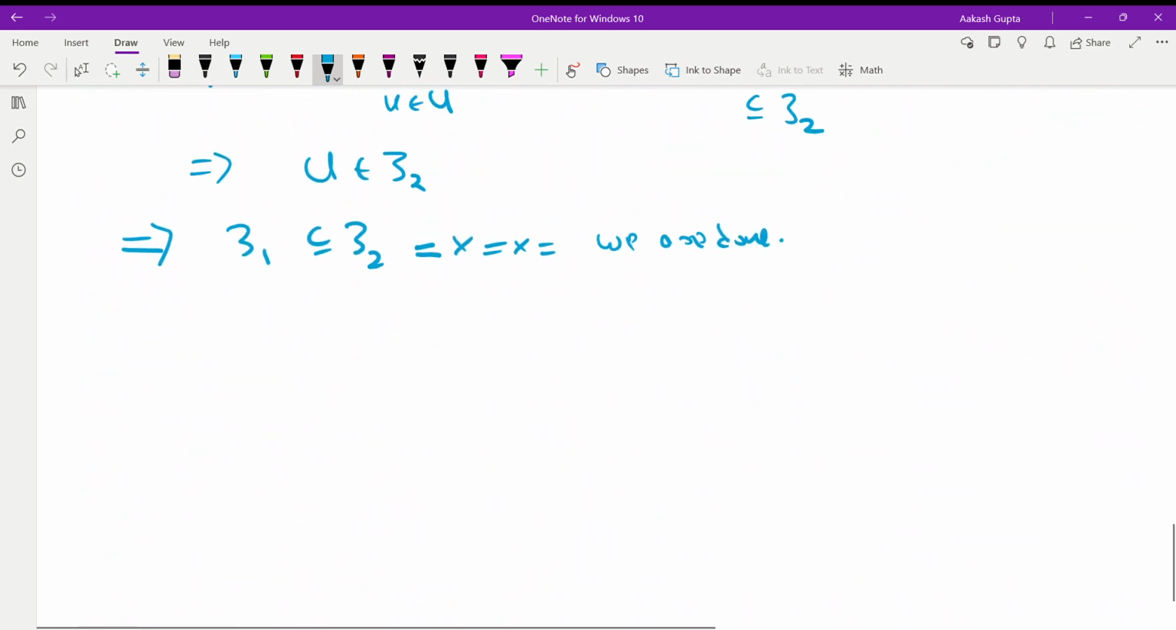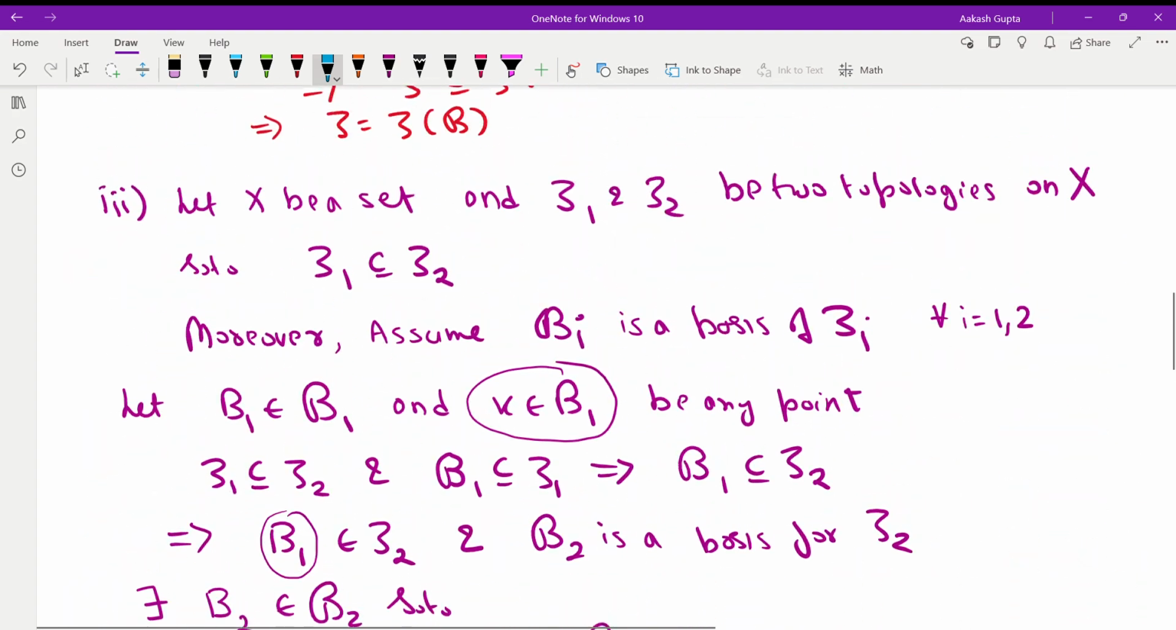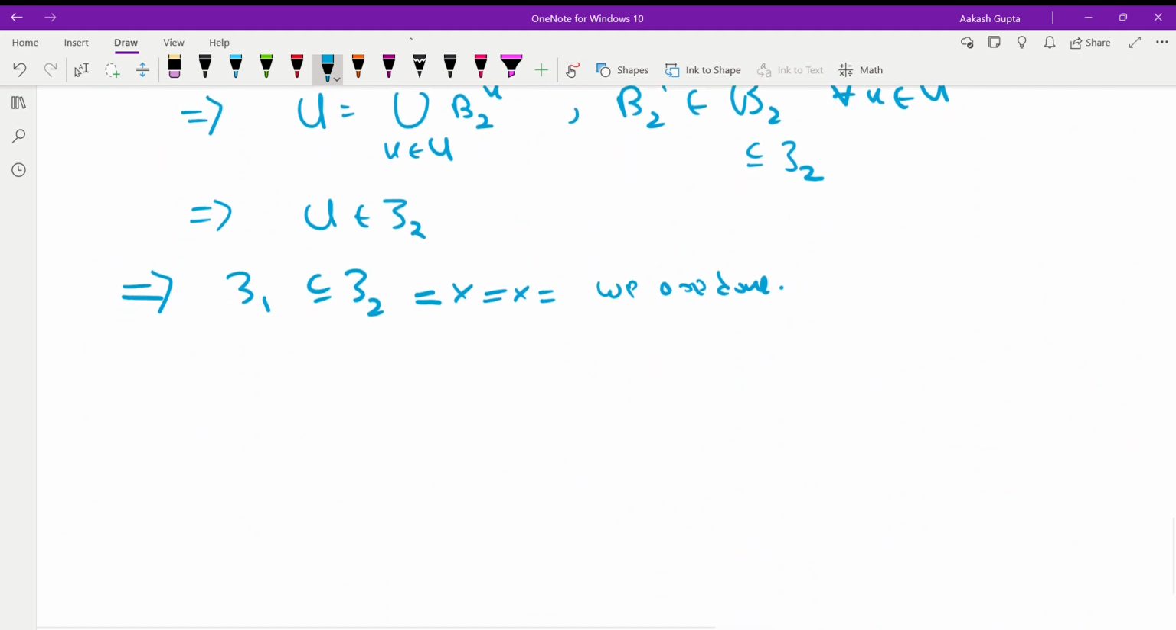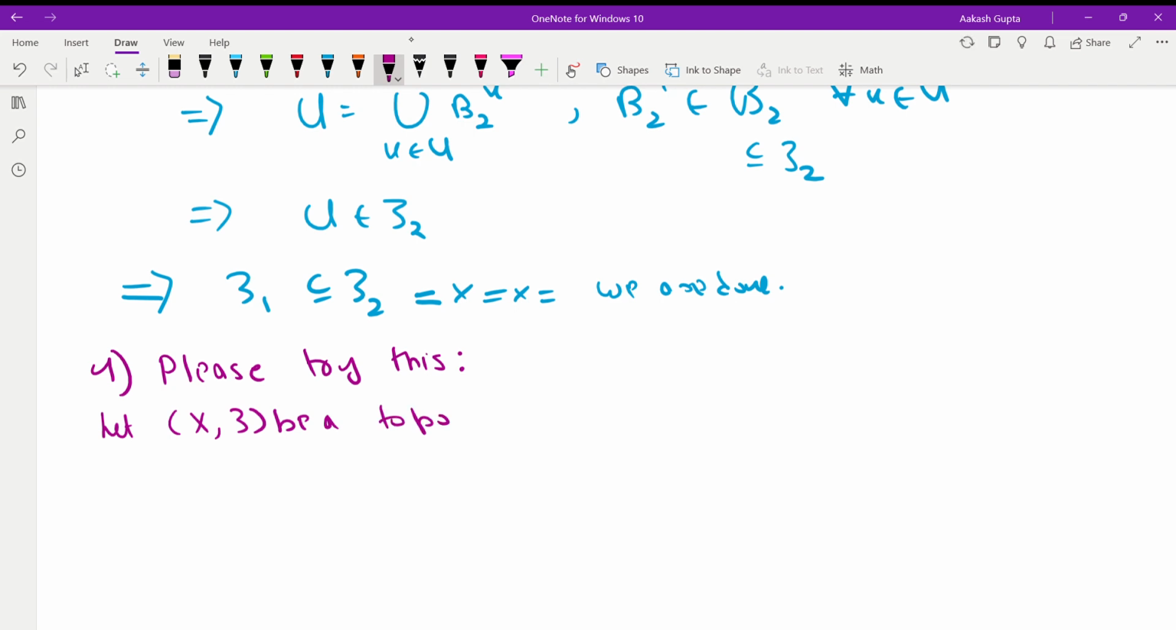So I want to give you one homework. So this was remark 3. So let us have the fourth one. Please try this. What you have to try: of course you have a topological space, I am not repeating it. Okay, no, let us repeat. So let (X, tau) be a topological space with basis. You know now the meaning of basis.